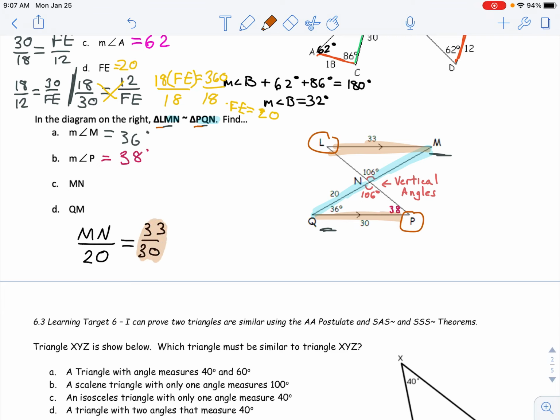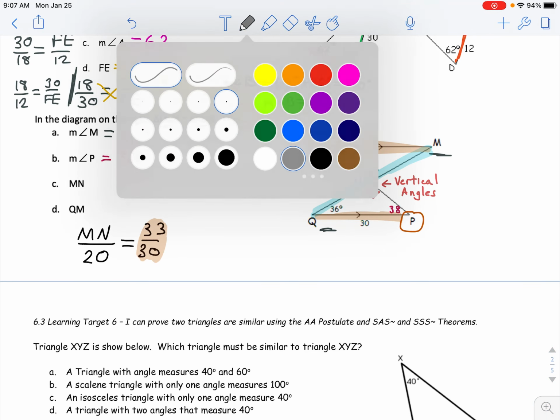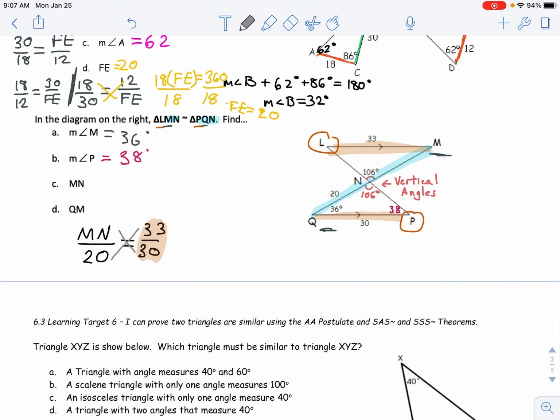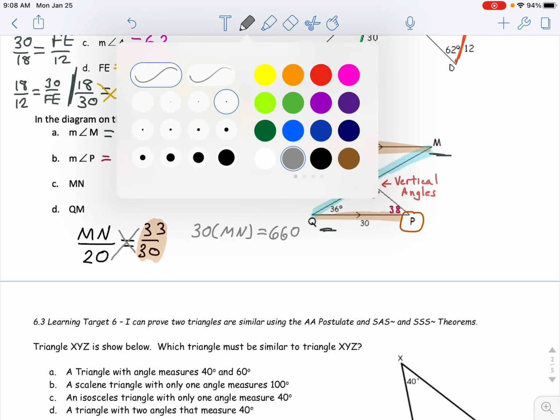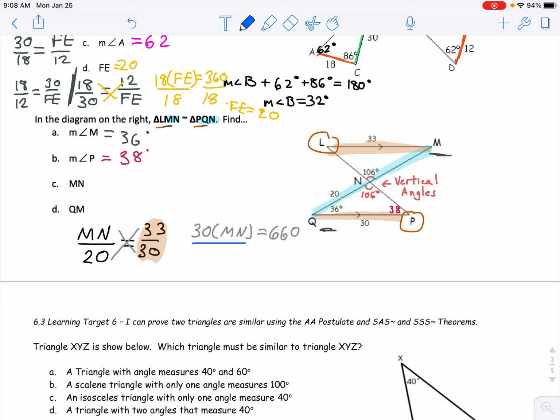And again, this fraction right here, I can technically reduce that now. I just go ahead and use brute force. I just cross multiply and then worry about reducing at the very end. But if you like to reduce first, be my guest. 660. Then I'm going to divide both sides by 30, and I believe it's going to be 22. But let me just double check. Oh, I was right. What do you know?